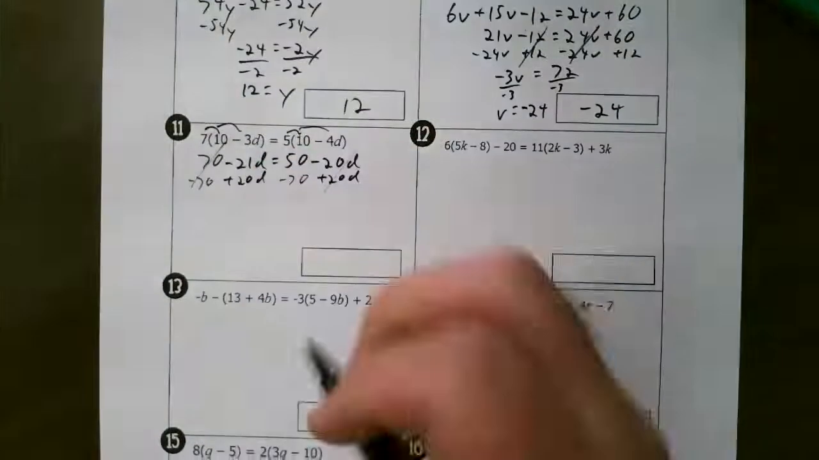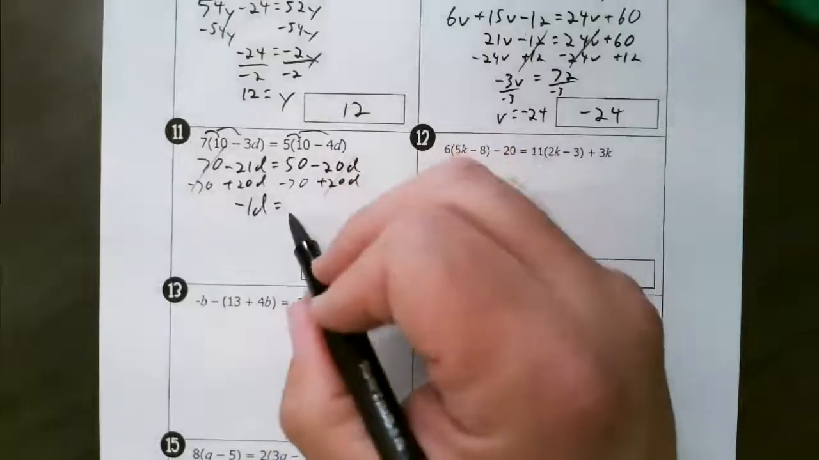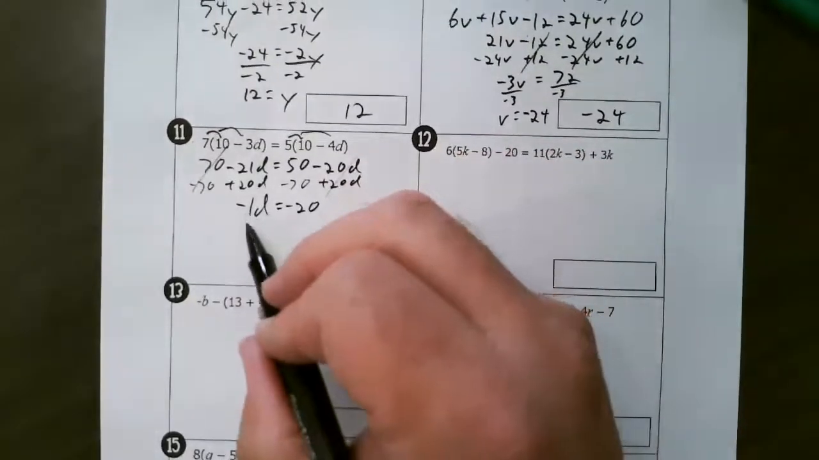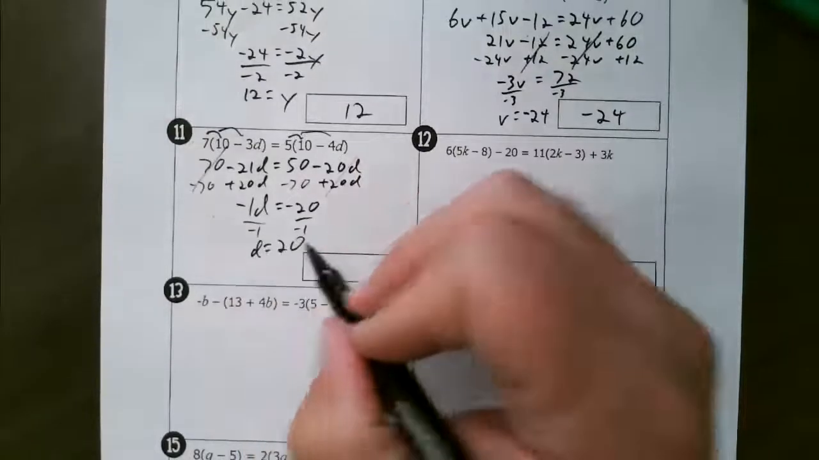Those cancel off. Leaves me with -1d equals -20. Well, it's got to divide off that -1. So d is +20.